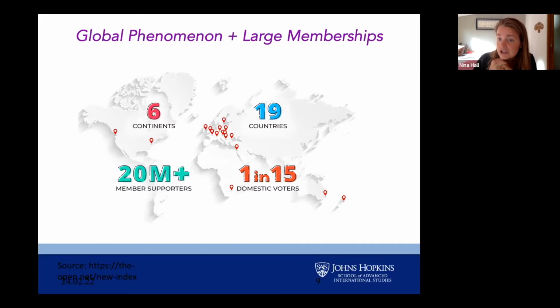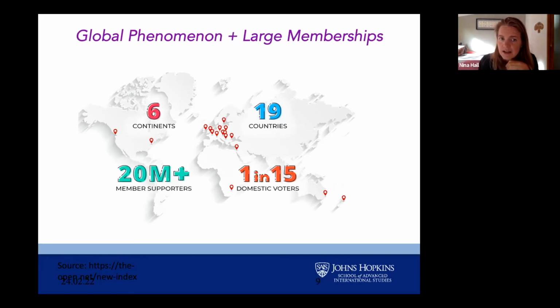And so digital advocacy organizations overall exist in over 19 countries, spanning 6 continents, and they claim, and this is from their own website, over 20 million supporters. 20 million people are signed up to be members or receive their emails, and 1 in 5 domestic voters, 15, sorry.